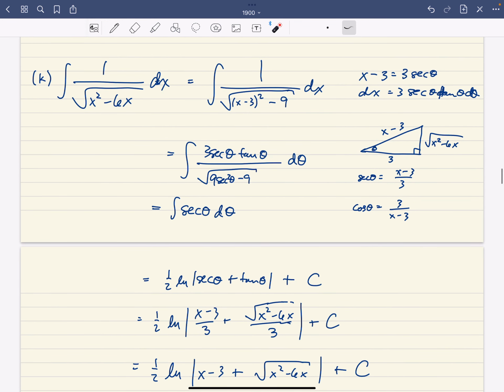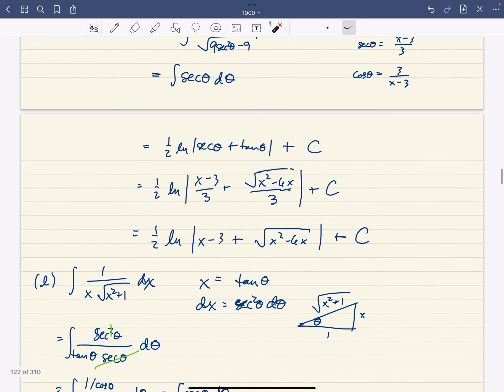With the triangle, what we did is secant theta is x minus 3 over 3, so cosine is 3 over x minus 3, and then when you plug everything back in, this is what you get. Notice that you always seem to get part of the integrand in your triangle. Some part of the integrand always appears somewhere in the triangle. So that was part K.